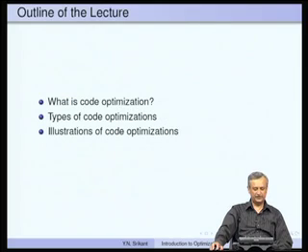The outline of the lecture is very simple, but we are going to see a large number of examples to begin with, and then study the algorithms for such optimizations. So, we will see what is code optimization, what are the different types of code optimizations, and then look at illustrations of many of these code optimizations.